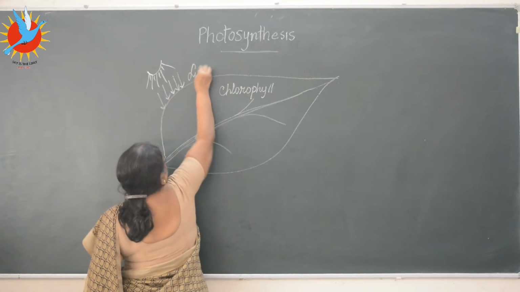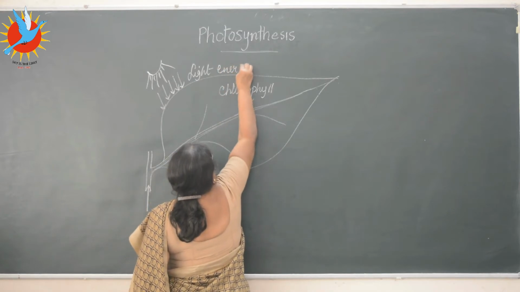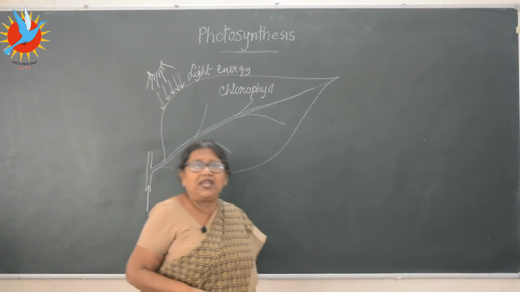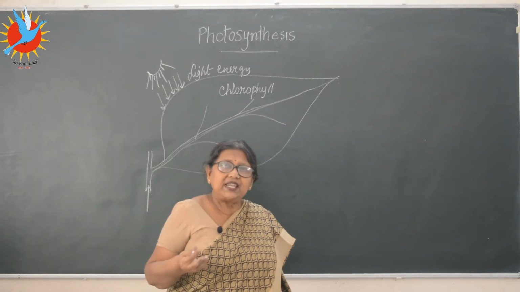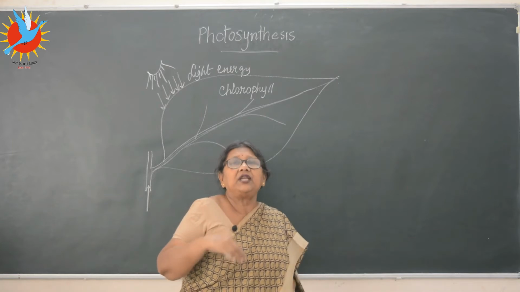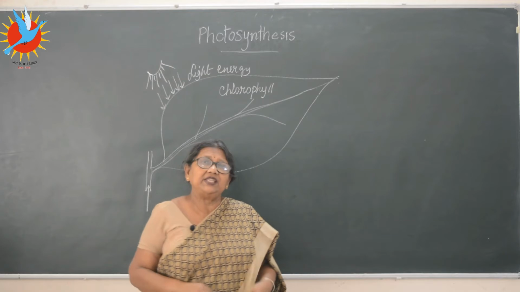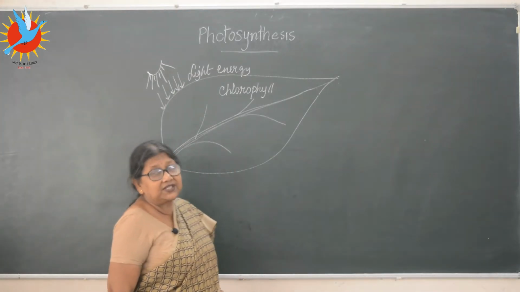This is light energy. Now, any work you have done needs energy; no work can be done without energy. What is energy? Energy is the capability, the way that any work is done. So which work is being done here? Photosynthesis. So it needs energy.